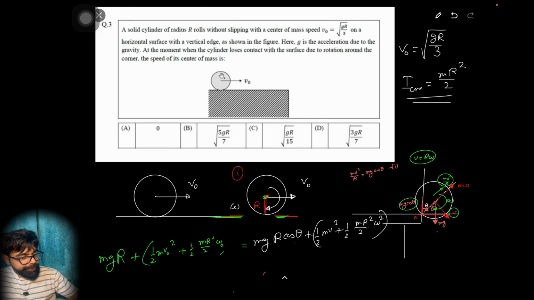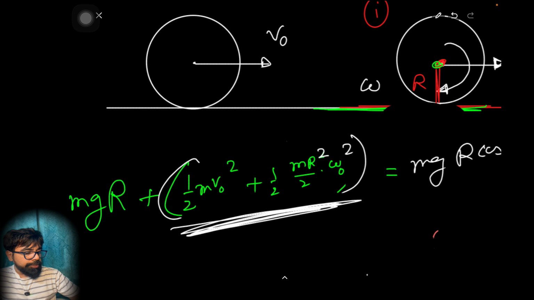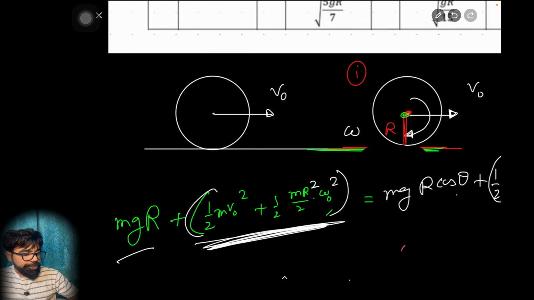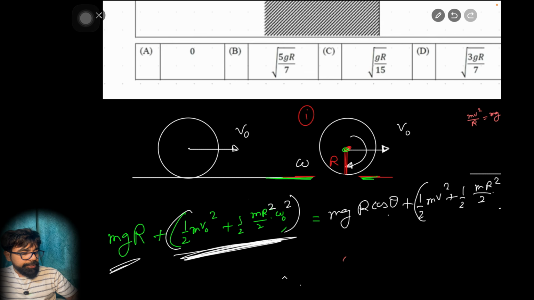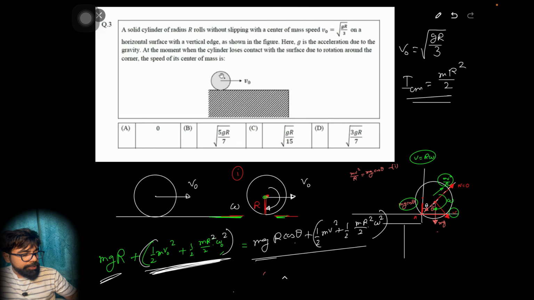I'll rewrite it again. So this is the kinetic energy, translation plus rotation included, and this is the potential energy initially. So when it has come to the edge, the contact loss has not yet happened, and at this point the contact loss is actually happening, right?